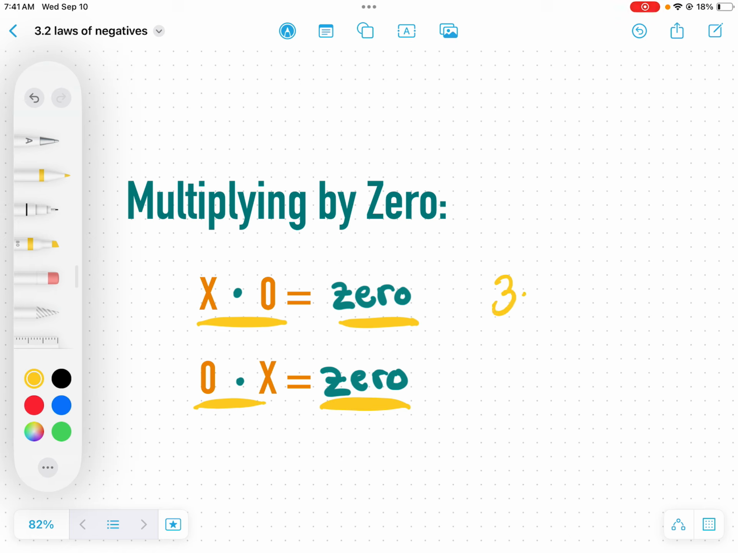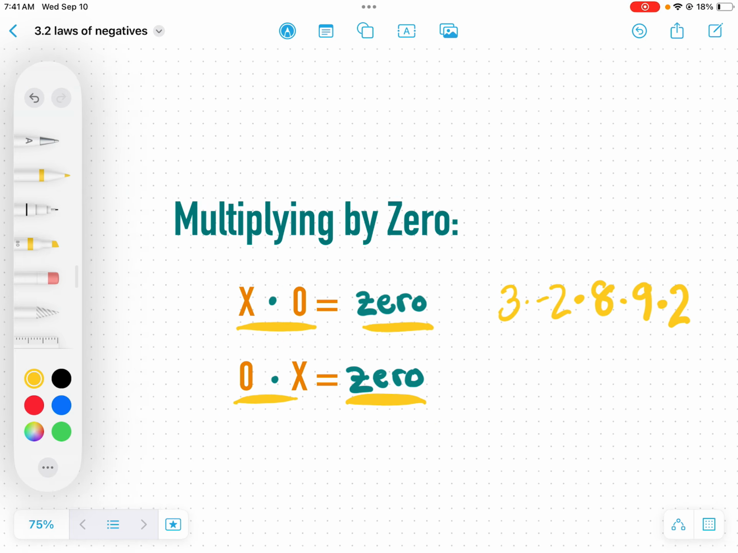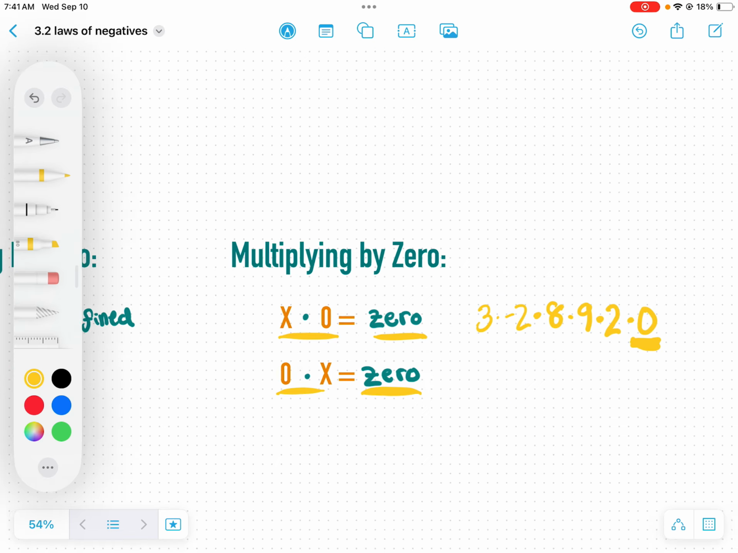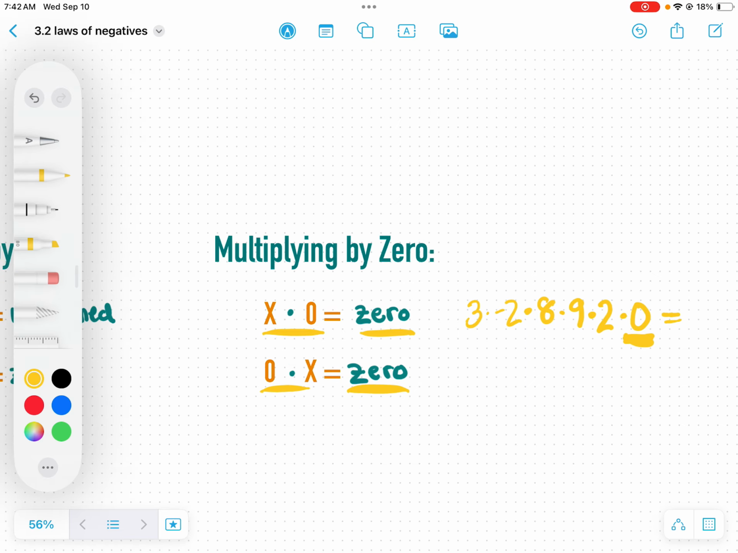So if you have 3 times -2 multiplied by 8 multiplied by 9 multiplied by 2, and then you multiply that by a 0, because there is a 0 in here, this whole answer is going to be 0. Whenever you multiply by a 0, your answer is going to be 0.